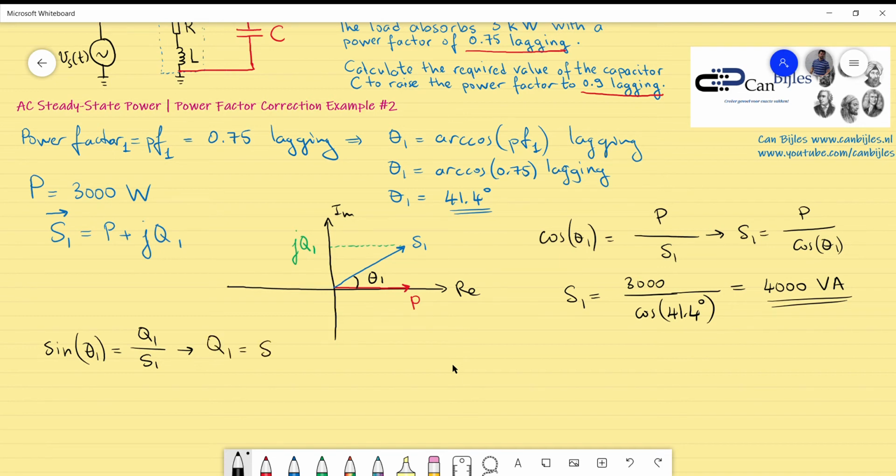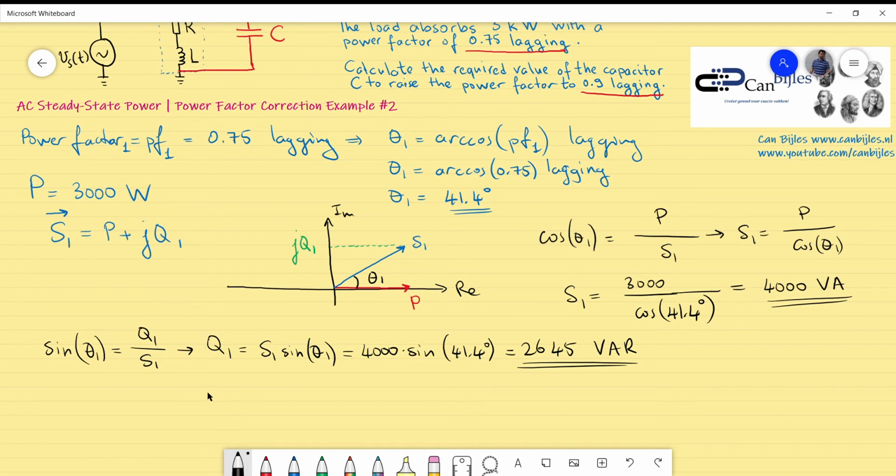Q1 will be S1 times sine of theta 1, which is, of course, 4000 times sine of 41.4 degrees, which will be equal to 2645 volt amperes reactive. So note that the units for the reactive power will be VAR, and for the apparent power will be VA, and for the true power, the actual dissipated power, will be in watts. Okay, that's actually for this situation.